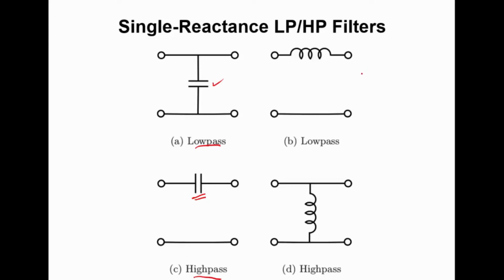Similarly, if we use an inductor, we can obtain a low-pass or high-pass response by arranging the inductor in the appropriate way. So this is a very simple yet important to recognize class of filters, and using just one component we can get either a low-pass or high-pass response.